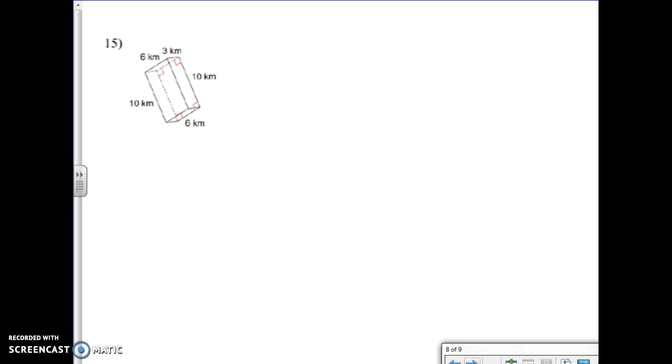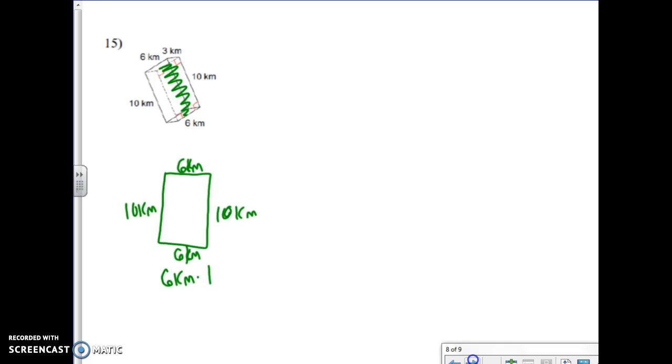Same idea here is I want to identify my base, which is back here. There's my base. So I'm going to draw my base. And I know I have the bottom being 6 centimeters. And this is, or I guess it's kilometers, sorry. 10 kilometers. Okay? So I want to find the area of the base. So that's going to be 6 kilometers times 10 kilometers. So my area is 60 kilometers squared.